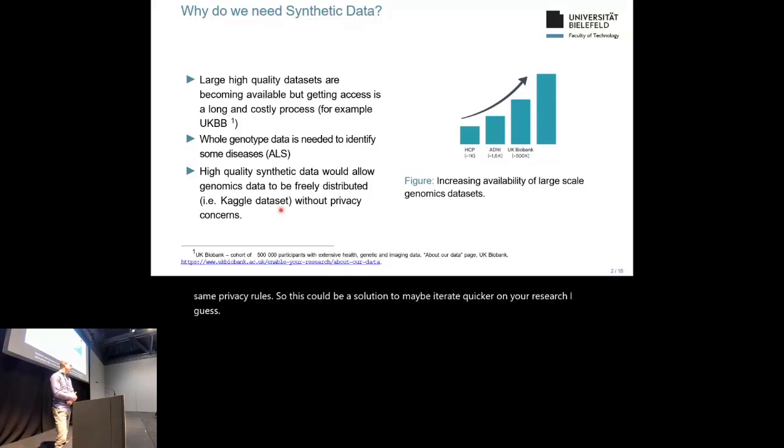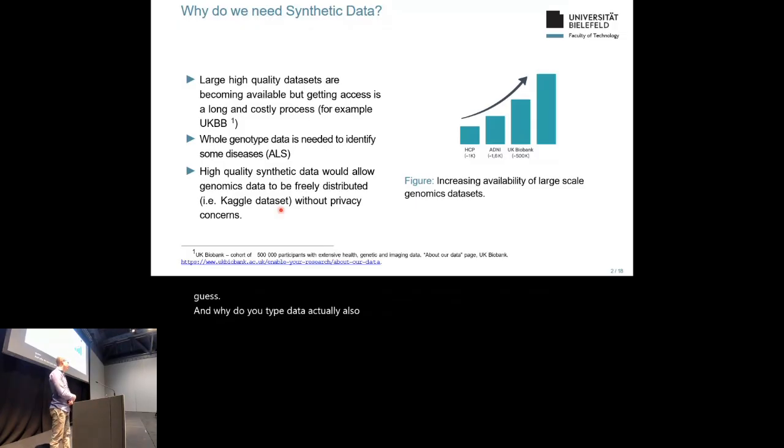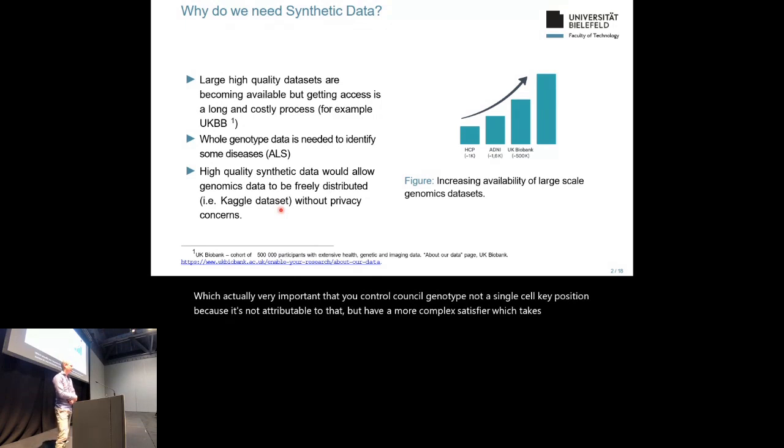And why do we choose this whole genotype data? It's also an important question. We choose whole genotype data because in the bioinformatics department, they previously worked on diseases like ALS, where it was very important to take into account the whole genotype and not a single gene position, because the disease is not attributable to that. But if you have a more complex classifier which takes into account the whole genotype, then you can identify this disease quite nicely.